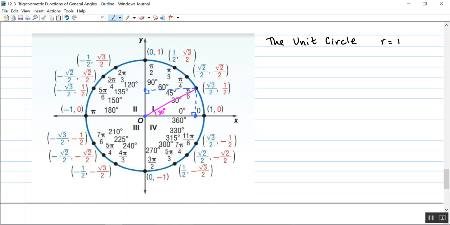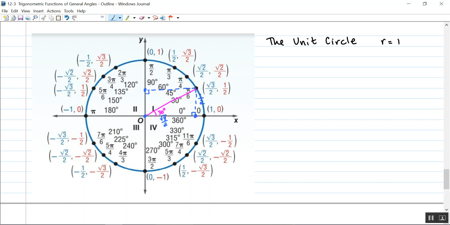Another interesting thing, it's kind of crowded in here, so this is square root of 3 over 2. This distance here is 1/2. Now if you want to look at this in terms of a triangle, the sine of an angle is opposite over hypotenuse. So the opposite of this 30 degree angle is 1/2.